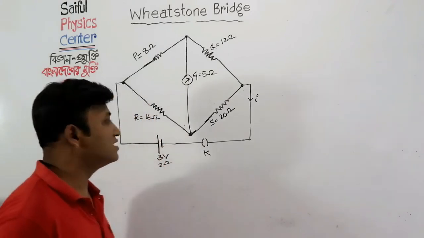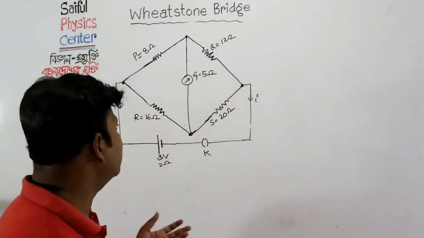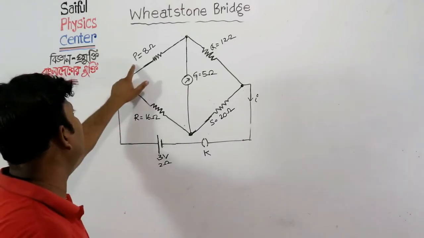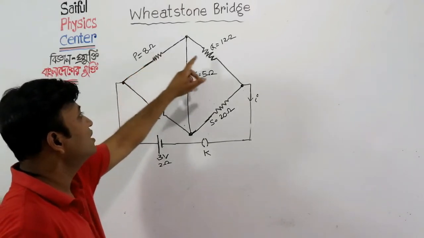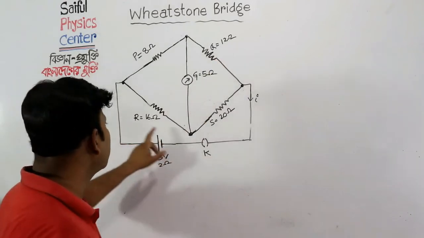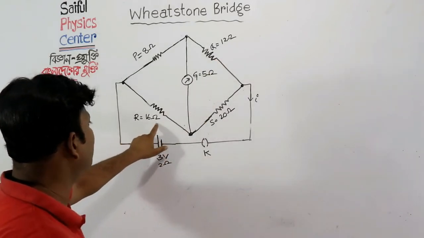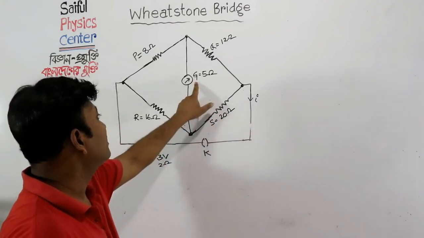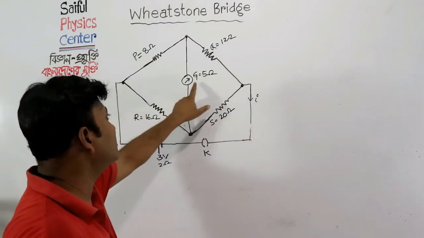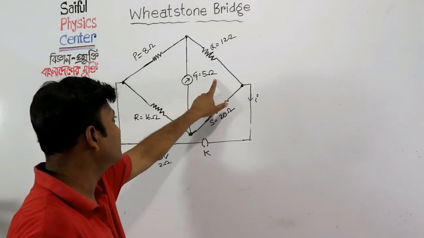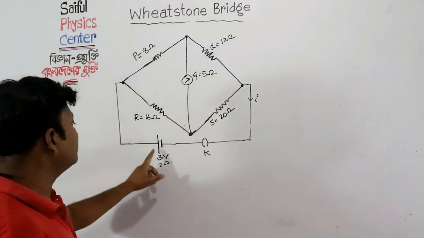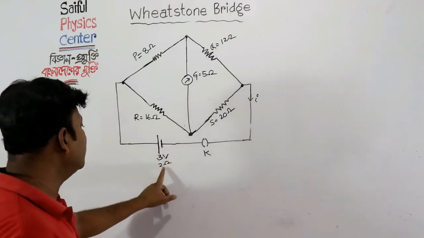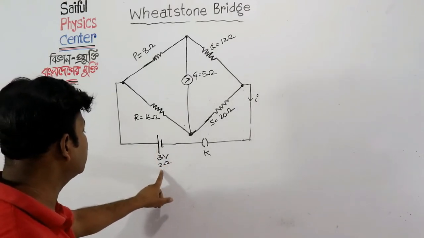Here the schematic diagram of a Wheatstone bridge is given. The resistances are P equals 8 ohms, Q equals 12 ohms, R equals 16 ohms, S equals 20 ohms. G, the resistance of the galvanometer, is 5 ohms. The potential difference of the battery or cell is 3 volts and the internal resistance of the cell is 2 ohms.